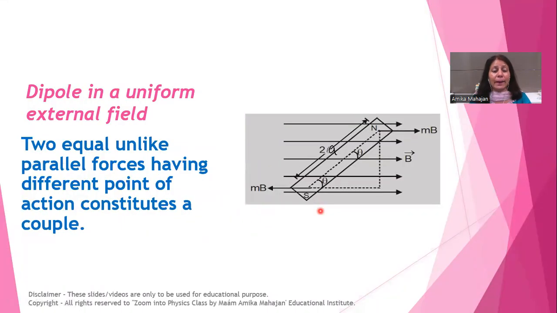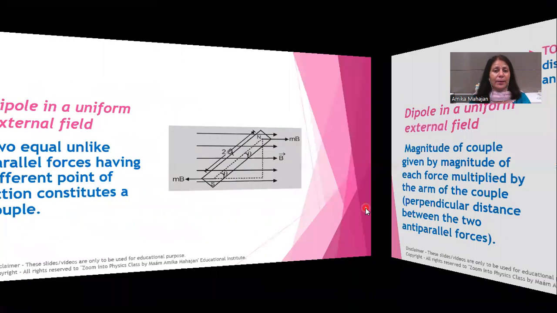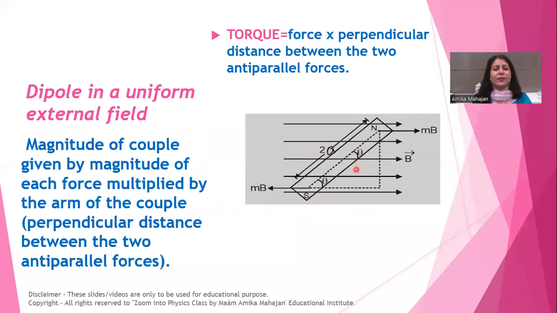So, what is a couple? Two equal unlike parallel forces having different points of action. So, forces minus mB and plus mB are equal in magnitude but unlike parallel forces, and they have different points of action. So, they are forming a couple. Now, we will find the torque. What is torque? Either force into perpendicular distance. Here, it is also known as moment of force.